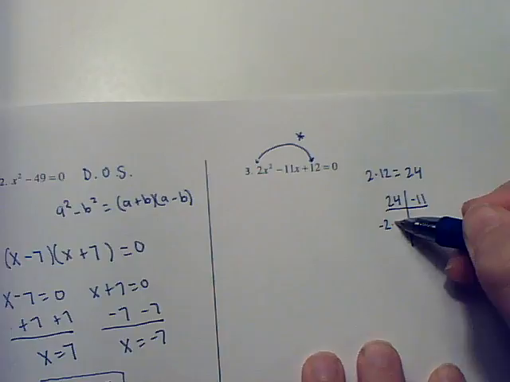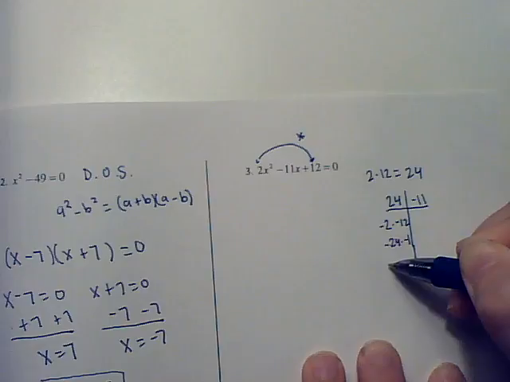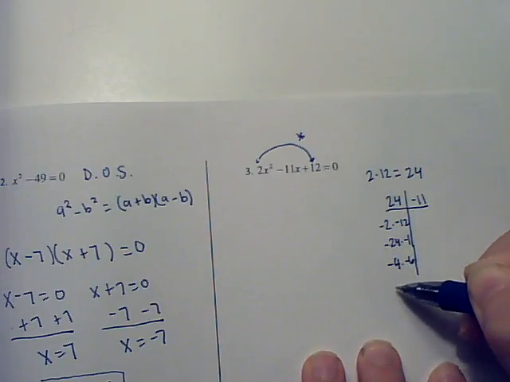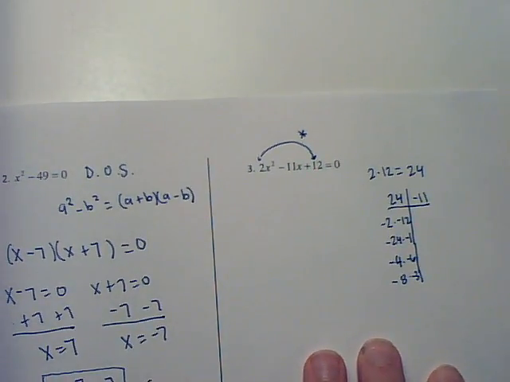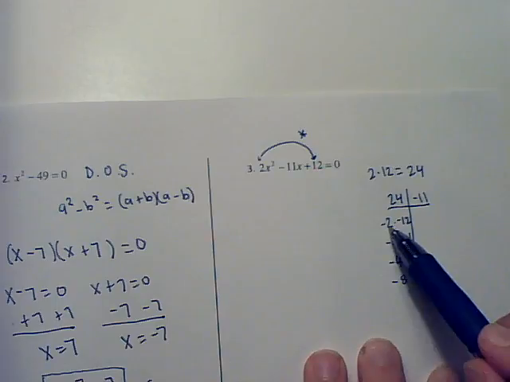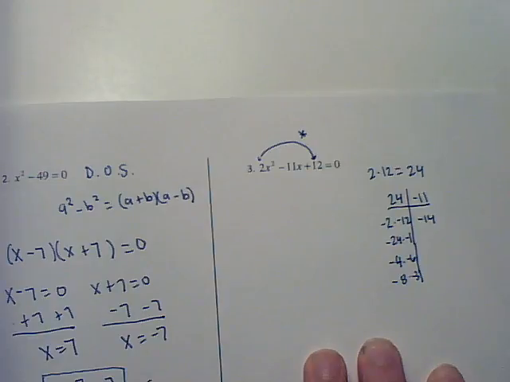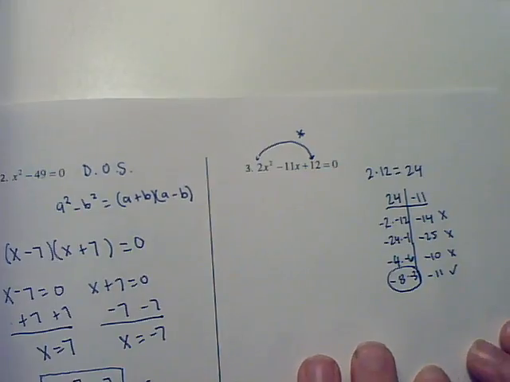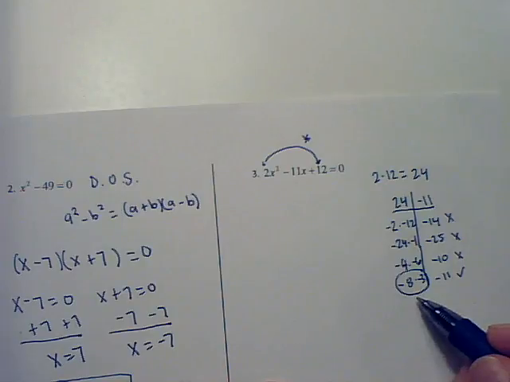So we've got negative 2 and negative 12, negative 24 and negative 1, negative 4 and negative 6, negative 8 and negative 3, and that's pretty much all the combinations. I don't think I missed any. But if we add these two up, negative 12 and negative 2, when you add them is negative 14. Again, we need it to be negative 11, so that doesn't work. That's going to give you negative 25. That would give you negative 10. And this here, negative 8 and negative 3, does give you negative 11. So this is the combination that we would need if we're going to do grouping. All right. So negative 8 and negative 3 is the correct combination.